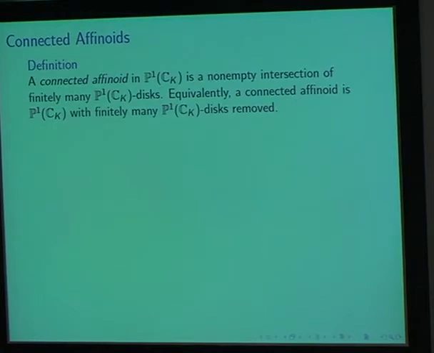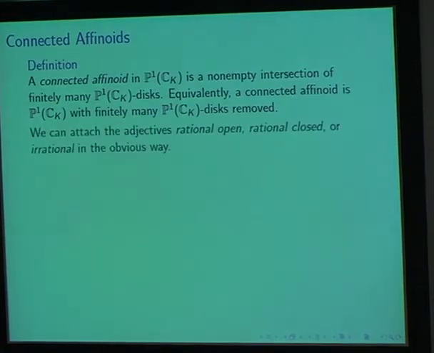Just rephrasing what I just said here. Sorry, I forgot to mention, again, you can call these things rational open, rational closed, or irrational, or maybe none of the above. A connected affinoid is rational open if it is the intersection of finitely many rational open P1 disks. It's rational closed if it's the intersection of finitely many rational closed P1 disks. It might be none of the above, like if you took a rational open P1 disk and intersected it with some rational closed P1 disk.